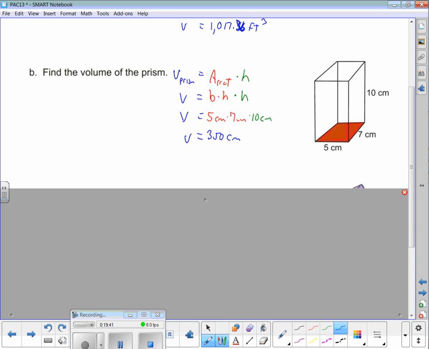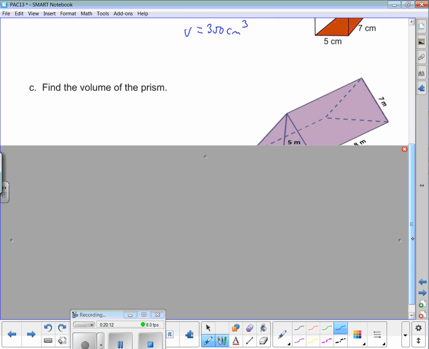350 centimeters cubed. So in that prism, that size, if you had a centimeter by a centimeter by a centimeter cube, you could fit 350 of them in there. That's what we're trying to figure out. How many three-dimensional cubes fit in a shape? That's what we're after.